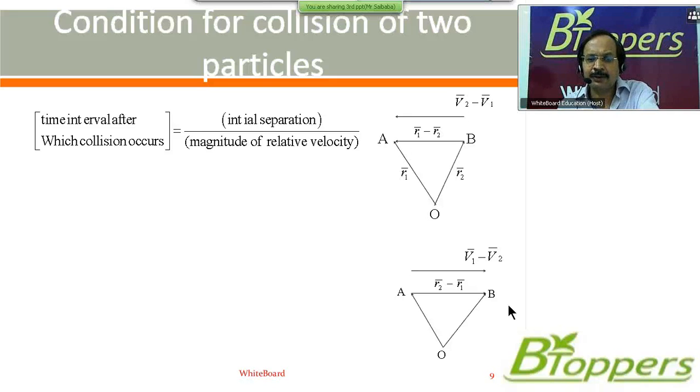That means the condition for collision is that the relative velocity of one particle with respect to the other particle should be directed towards the other particle. The time after which collision takes place is equal to the initial separation between the two particles divided by the magnitude of the relative velocity between the two particles.